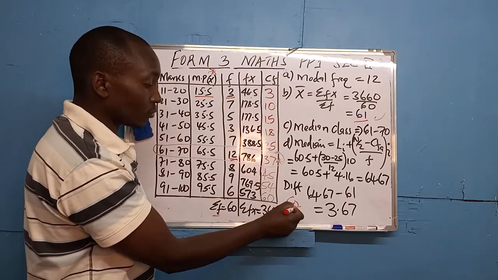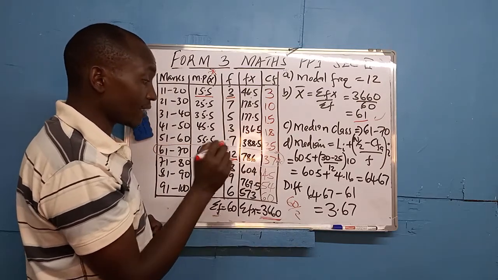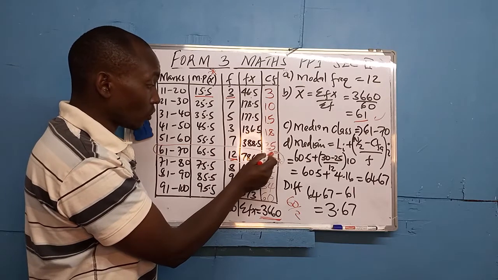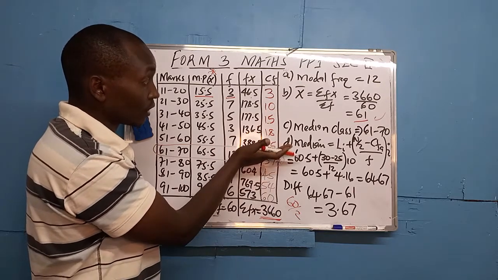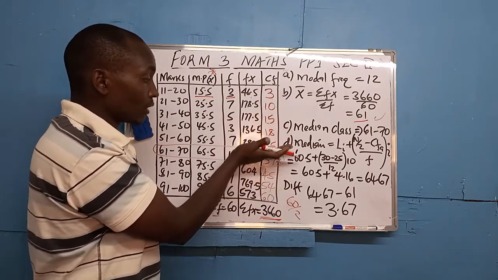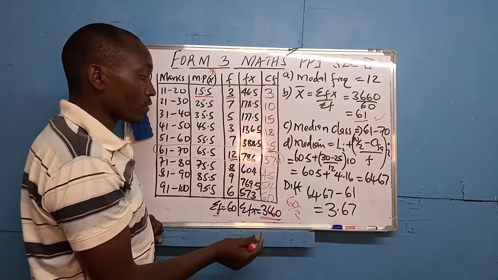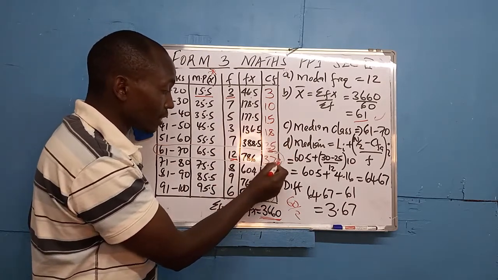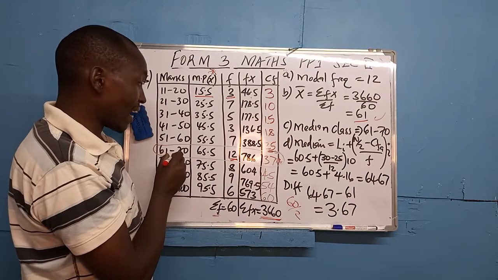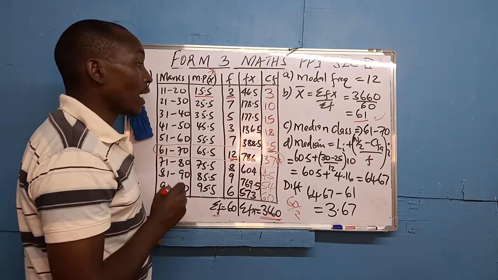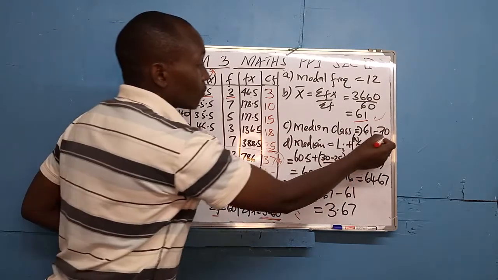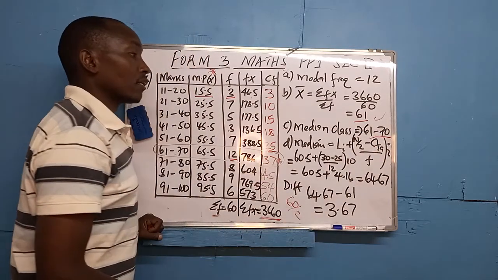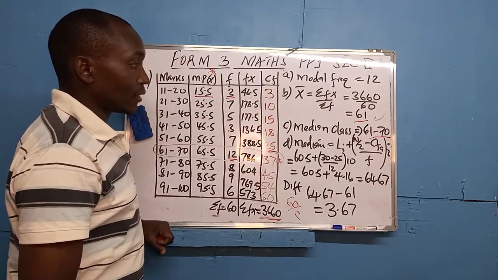The 30th student, half of 60, where is that student? The student is not here. Up to here, cumulatively, that's why it's called cumulative frequency, up to here, 25 of them. So the 30th student is here. So the median mark lies between 61 and 70. And that's why we take that to be our median class.